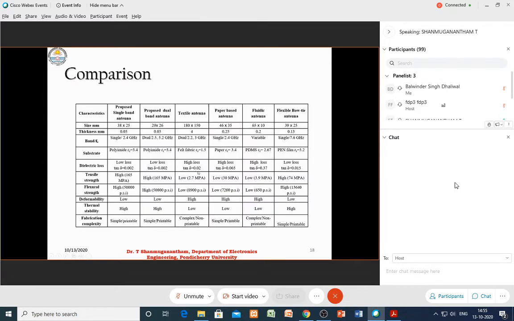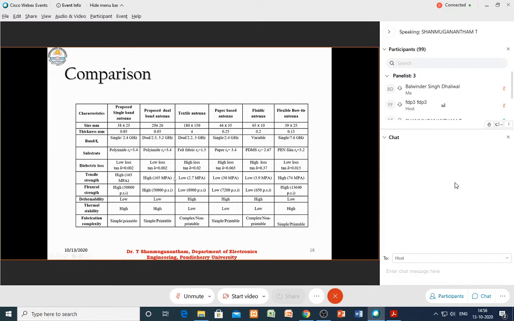And this is the comparison of the proposed single band and dual band flexible antennas with textile, paper, fluidic, and other flexible antennas. Among these, the proposed dual band has somewhat less size than the single band, and the thickness is also better at 0.05. The bands are 2.5 and 5.2 GHz, while the single band is 2.4 GHz. The substrate is polyimide with epsilon 3.4 in both cases. The literature used felt fabric at 1.5, paper at 3.4, PDMS at 2.67, and PEN film at 3.2.